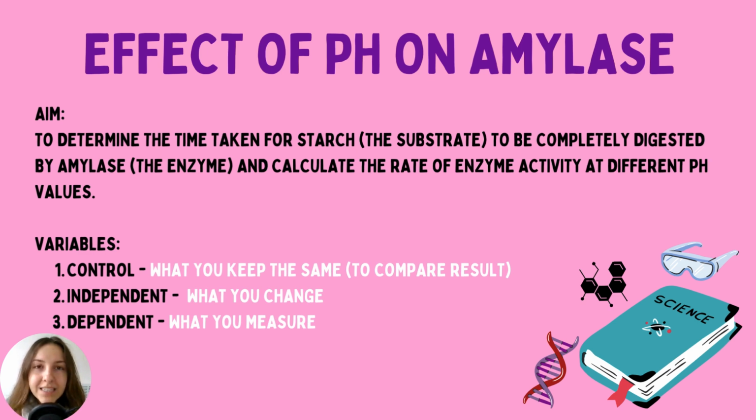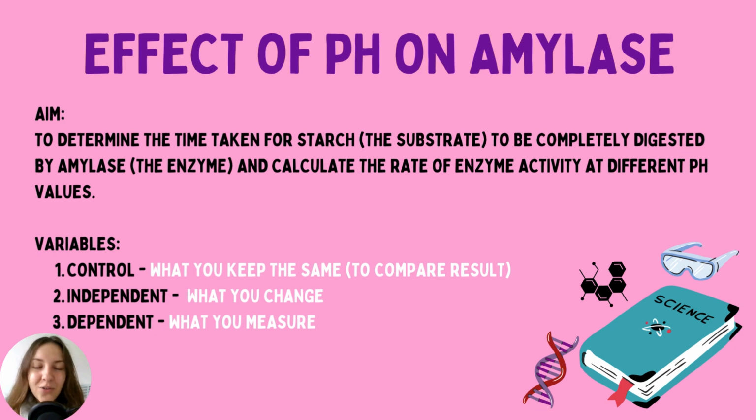We also have an independent variable, something that we are changing. And in this case, we are changing the different pHs to determine which one works best for amylase. And then we have the dependent variable, so something that we are measuring. And in this case, we're measuring how quickly, or the time it takes, for amylase to work and break down starch. And the faster it works, obviously, the better that pH is for amylase activity. And from that, we can calculate the rate at which amylase works.